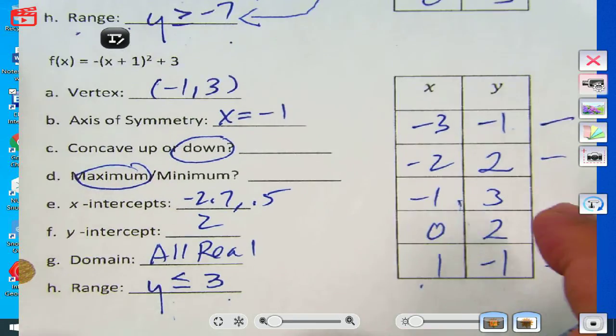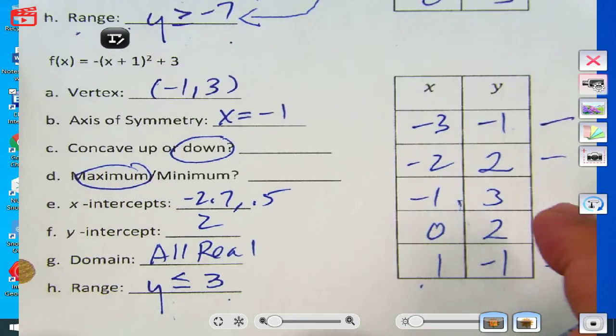You just ask, why is it concave down? There's a negative number in the front. Negative number in the front means concave down. All right, plug in negative 2. Where'd I get negative 1? Well, where are you getting these x values from?